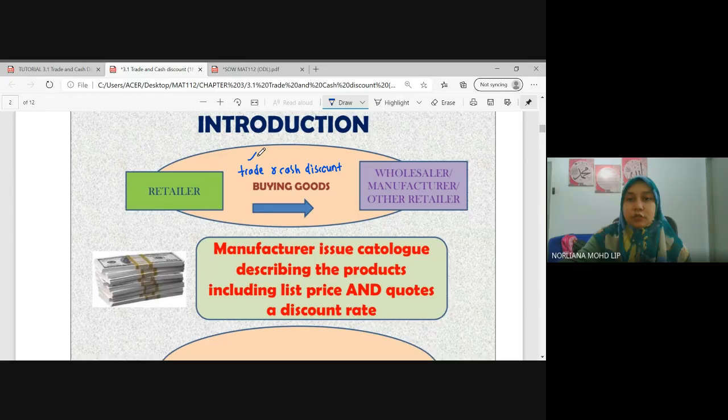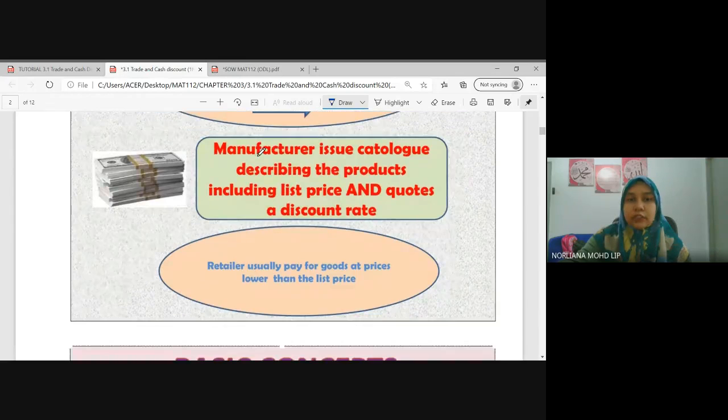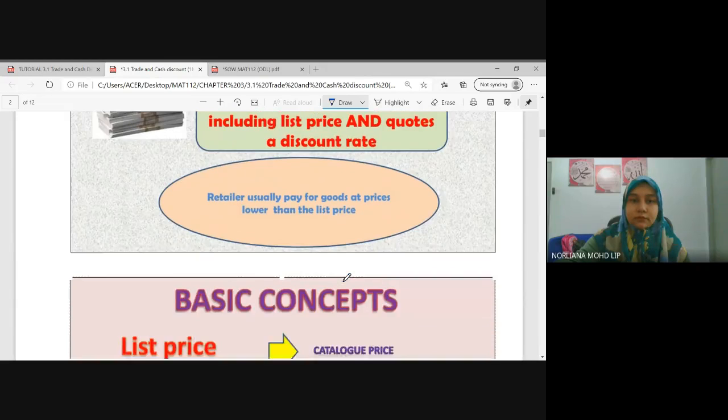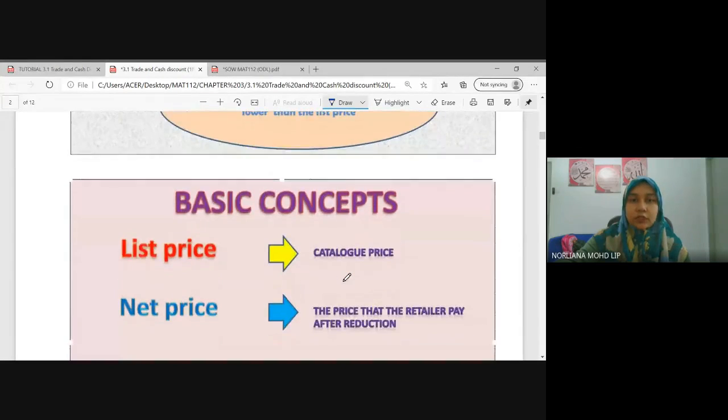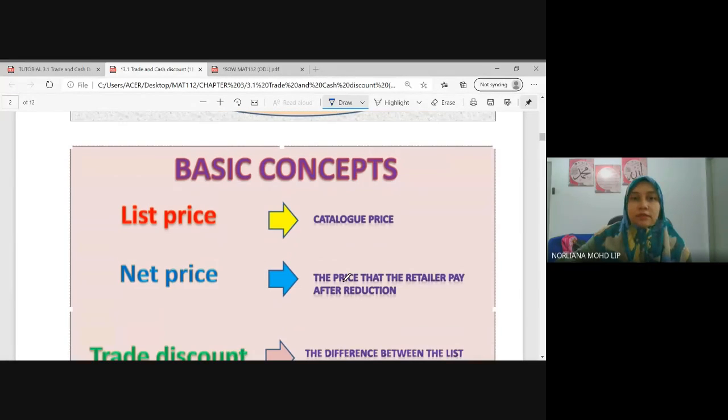Okay, so kita tengok untuk trade discount. Retailer usually pay for goods at price lower than the list price. Bayar rendah lah disebabkan adanya discount. Okay, the basic concept. The list price is the catalog price, means the price before deducting a discount lah, sebelum discount. This price ni sebelum discount.